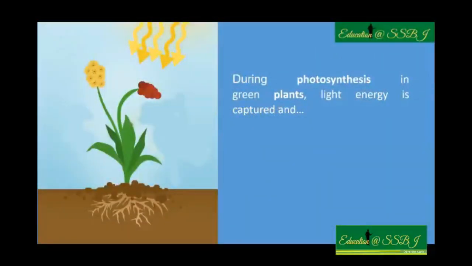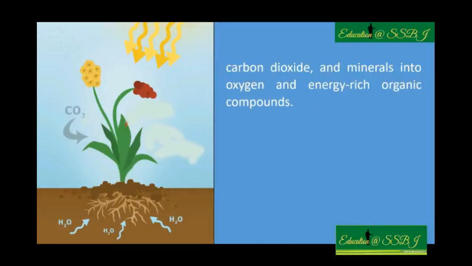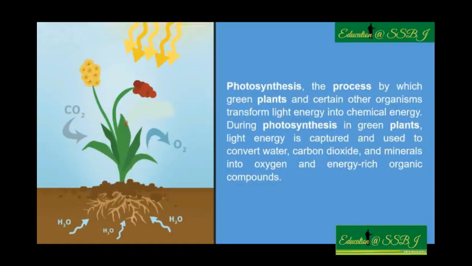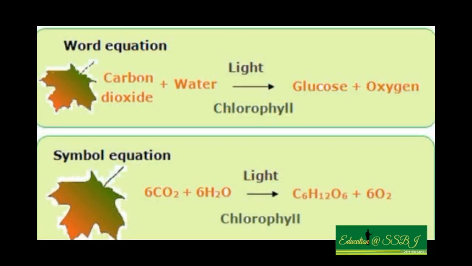Photosynthesis is the process by which green plants and certain other organisms transform light energy into chemical energy. During photosynthesis in green plants, light energy is captured and used to convert water, carbon dioxide, and minerals into oxygen and energy-rich organic compounds.